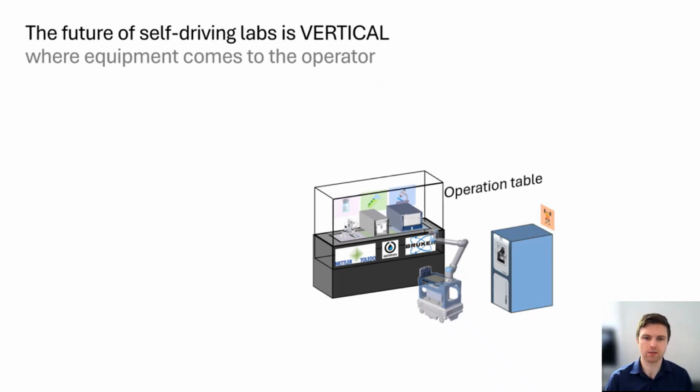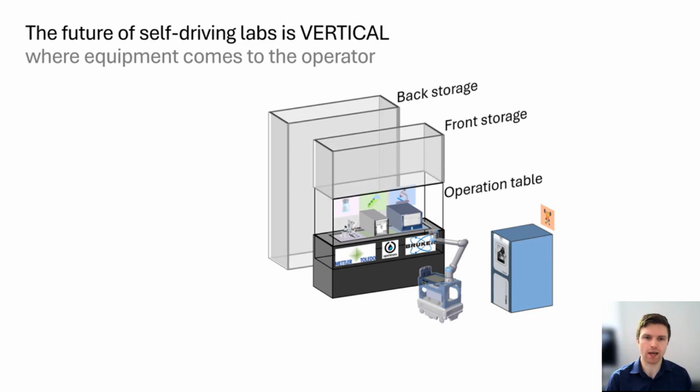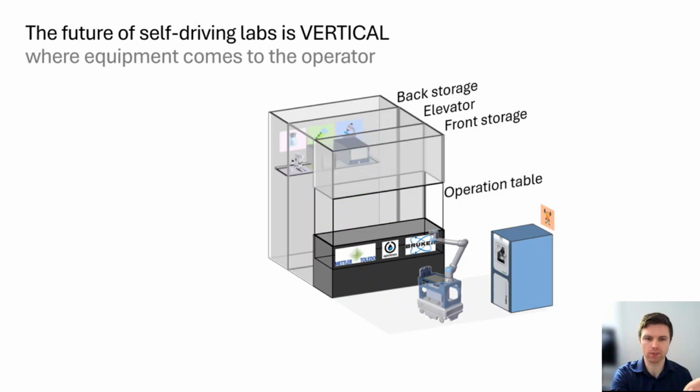equipment comes to the operator instead. So we have some kind of operation table, storage in the front, storage in the back, and this elevator or lift that brings equipment that stays powered on to a storage position and brings it back. So it's in storage, and you are able to run experiments for hours or days. When you need to transfer, switch out a sample, do some maintenance on the equipment, or have somebody use it manually, then you bring it back to its operation table position.